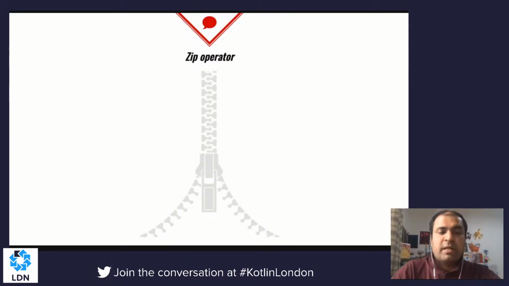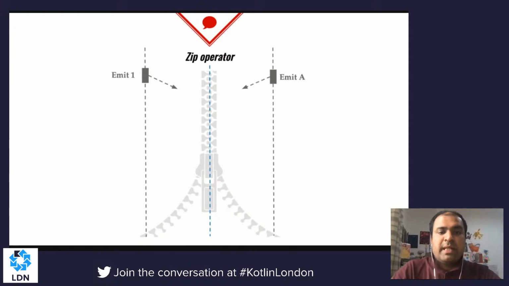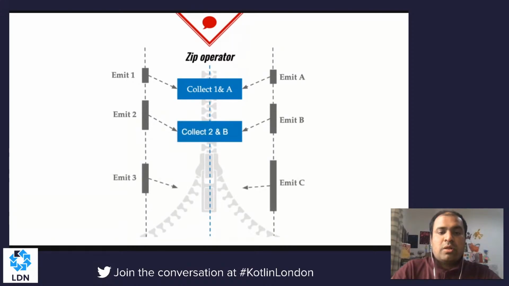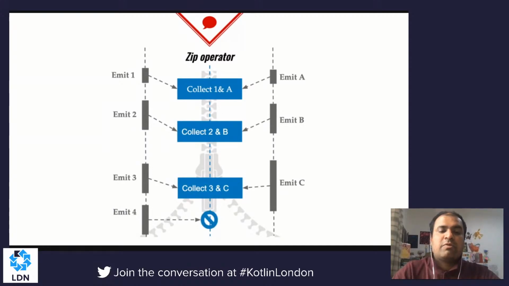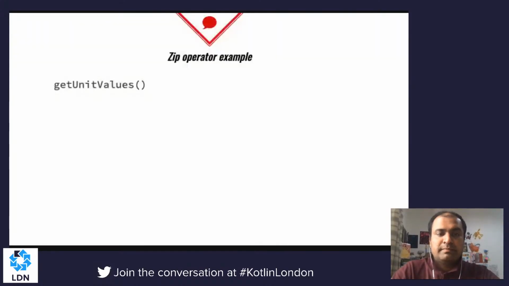If you understand with the infographic, let's say there is emit 1 and emit A, so you get the result as 1 and A. Similarly, emit 2 and emit B, you get the result as 2 and B, and so on. But now imagine there is this emit 4 and nothing gets emitted from the other flow. So this result will not be collected. This is something you have to keep in mind while you use the zip operator. So mostly it would be an even number of flow emissions. If it is an odd number of emissions, some emission would be missed. Mostly it would be your last emitted data which would be missed and won't be collected.